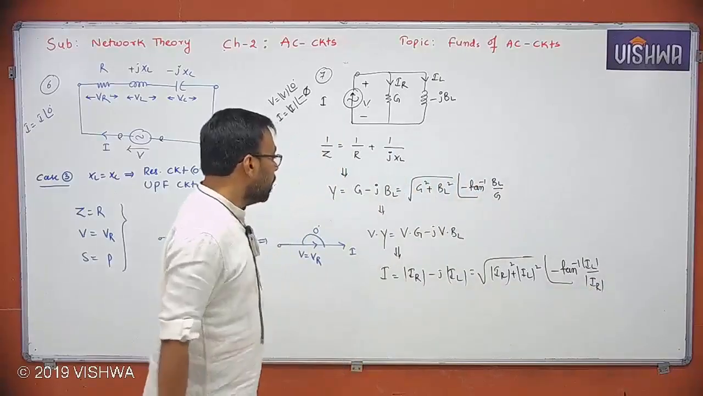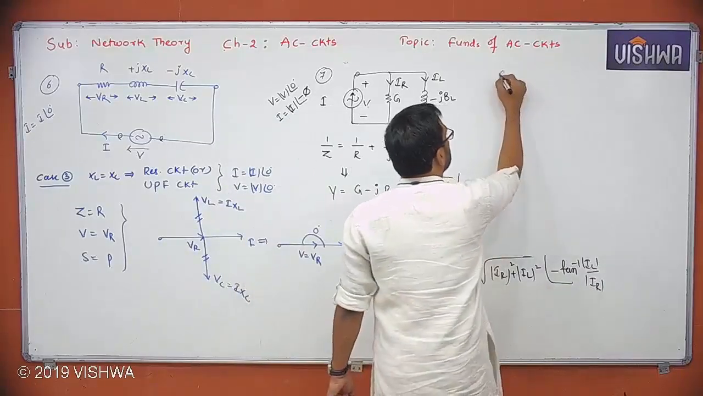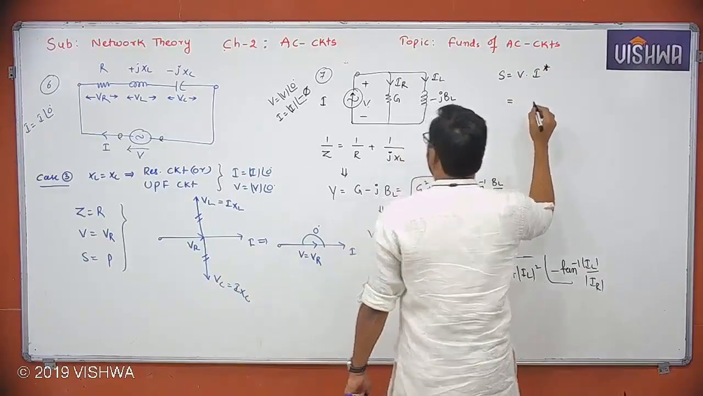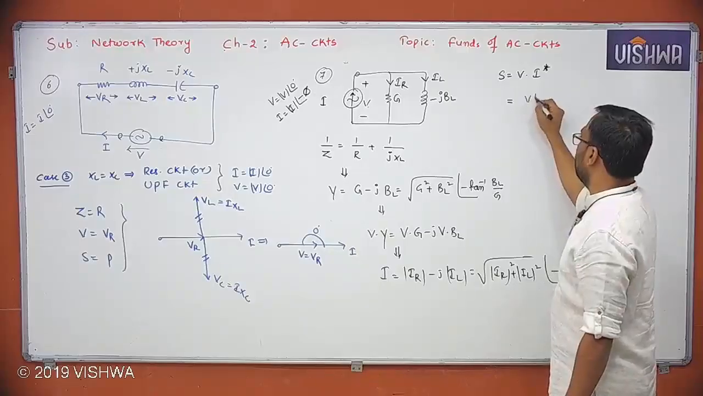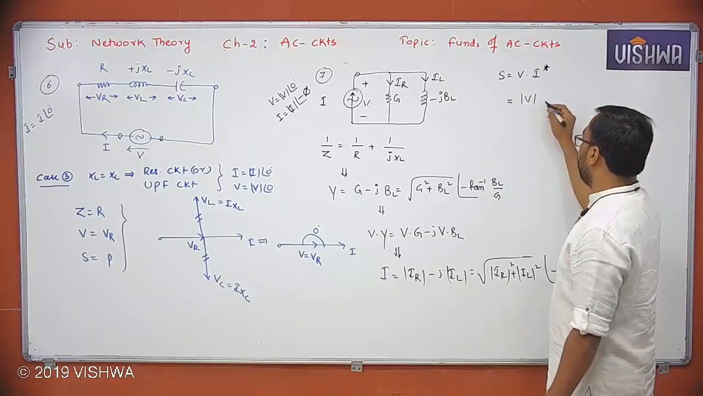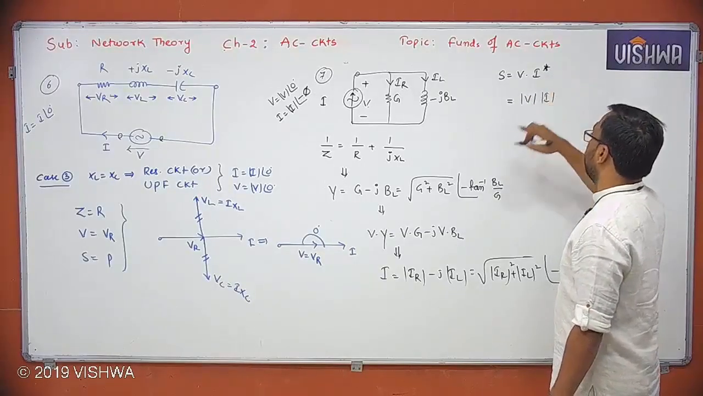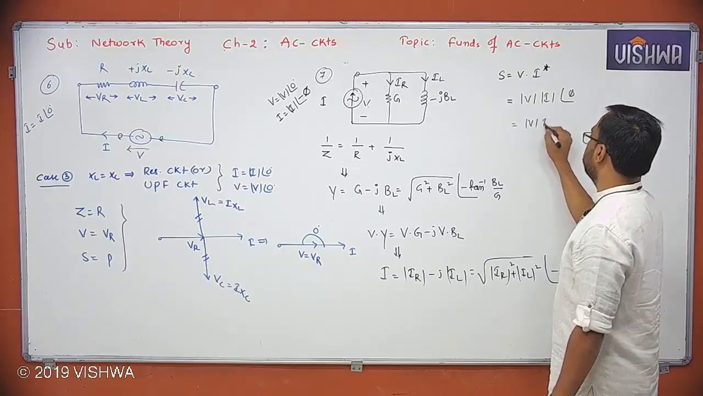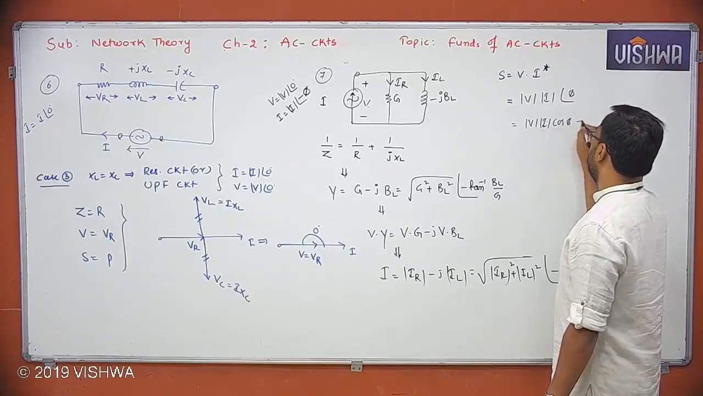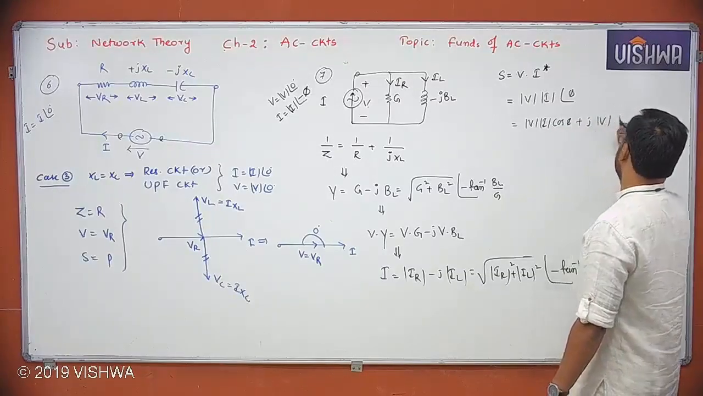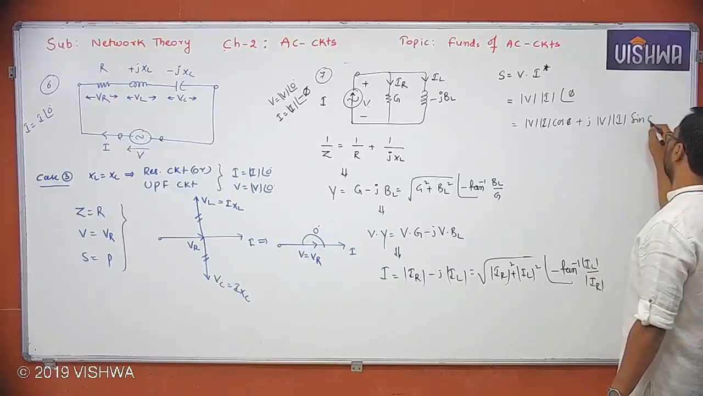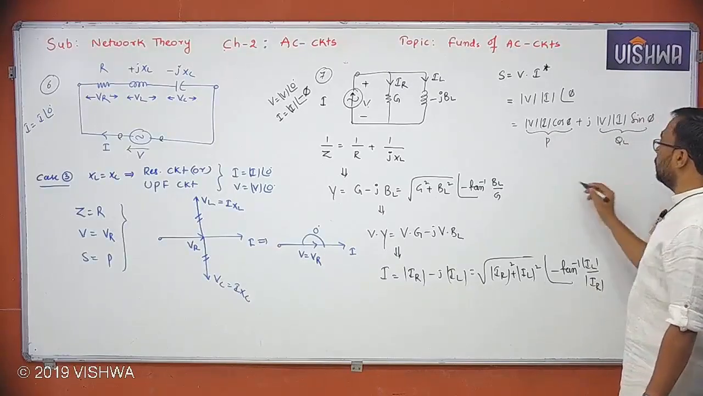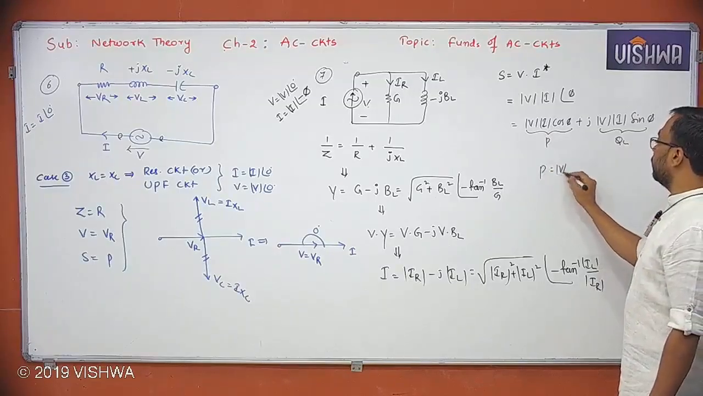Okay. S is equal to V into I conjugate. You know that V is at an angle of 0, I is I at an angle of minus phi. Therefore, I conjugate will become plus phi. So finally, you got VI cos phi plus J VI sin phi. This is the active power. This is the reactive power QL. So P will become VI cos phi.